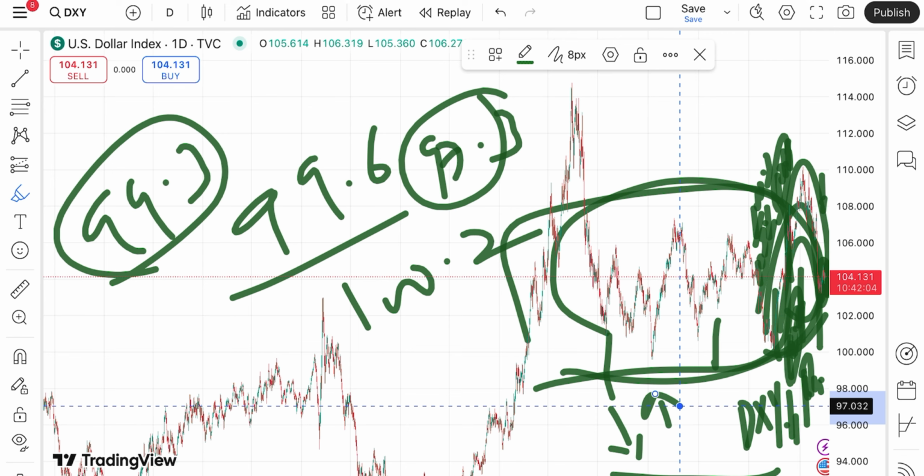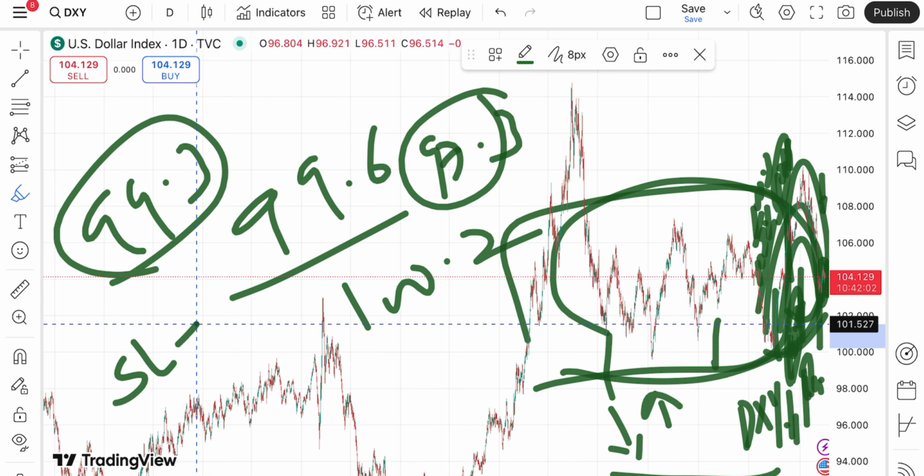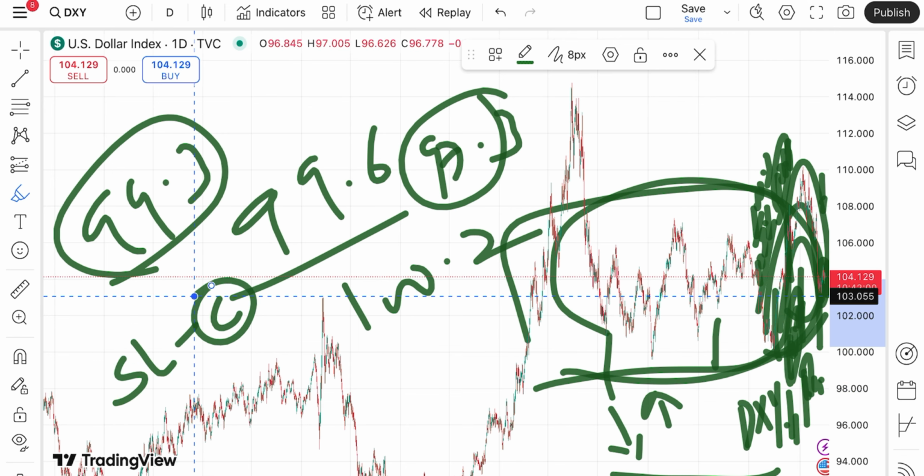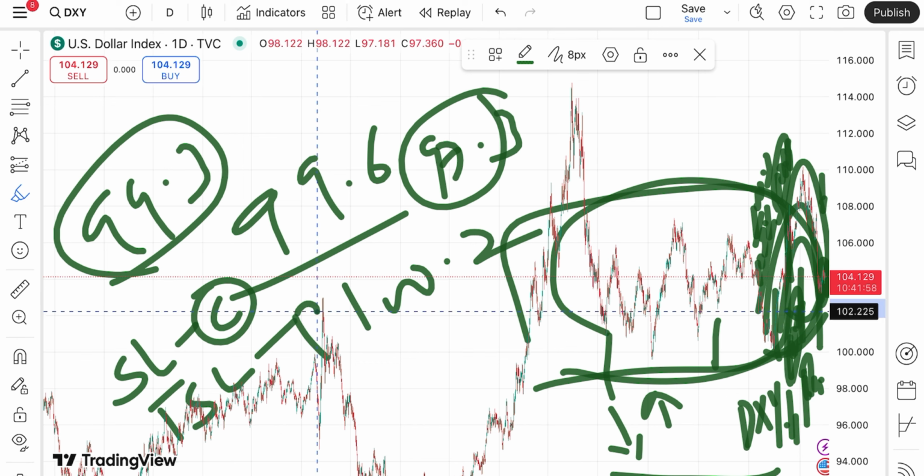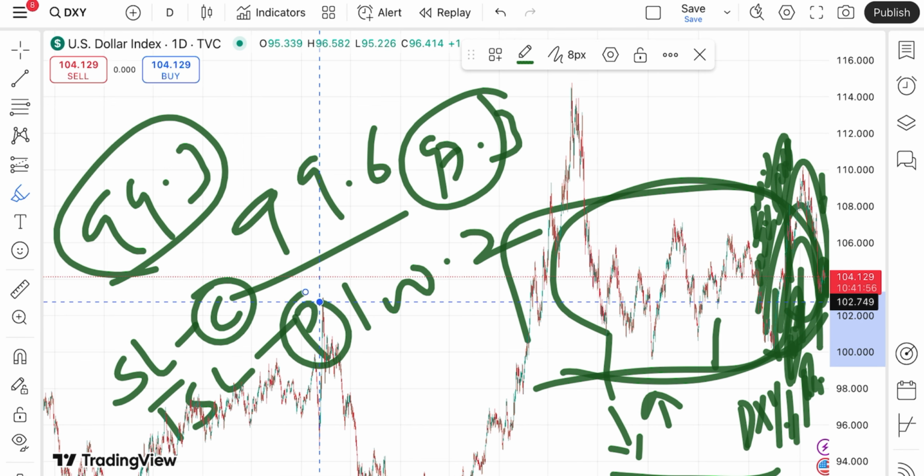Always try to put your SL whenever you start to trade, and trail your SL, so your profit will be safe. These two things you have to do.